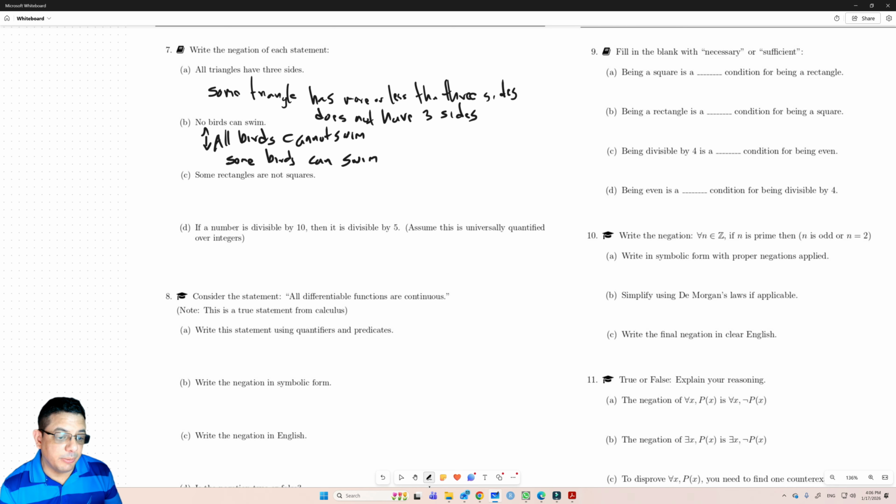Now, in C, we have the opposite. We have some rectangles are not squares. So if we're negating this, we will say all rectangles are squares.